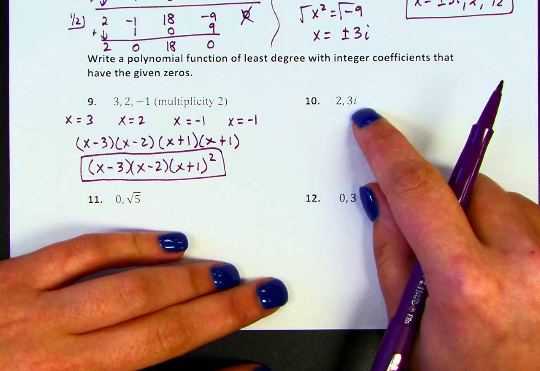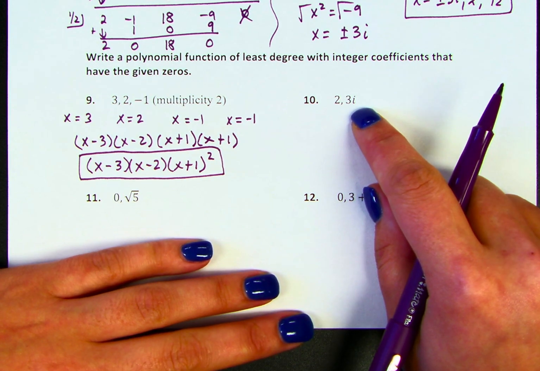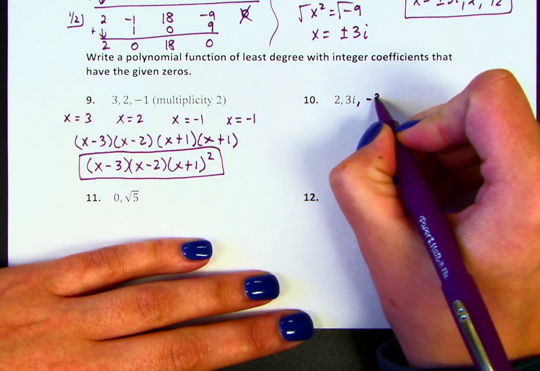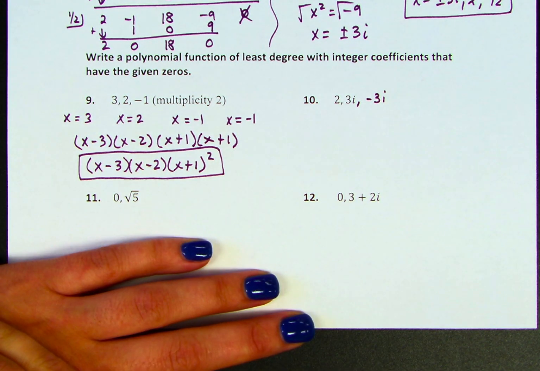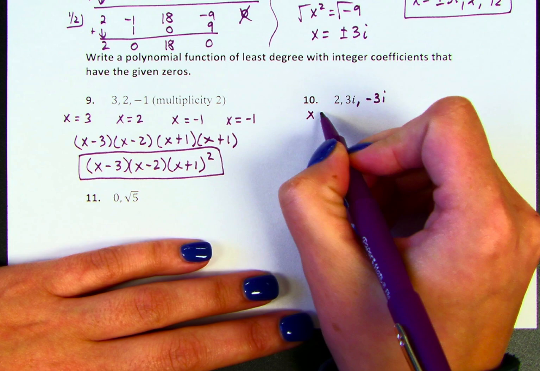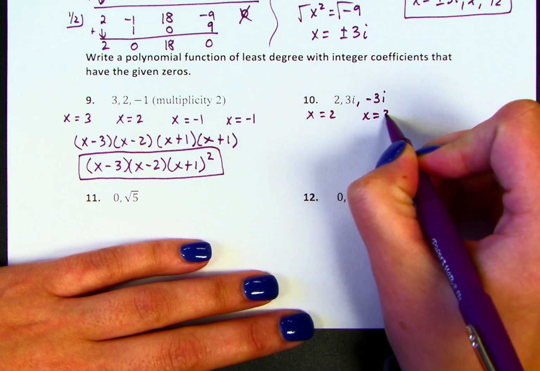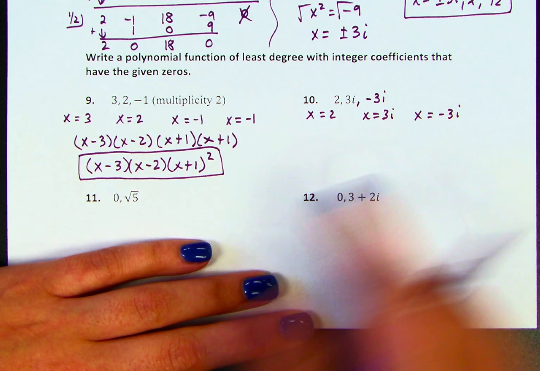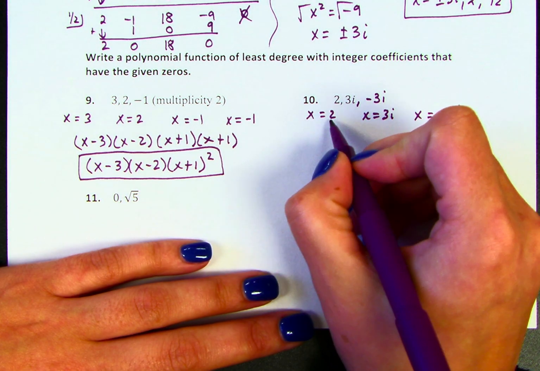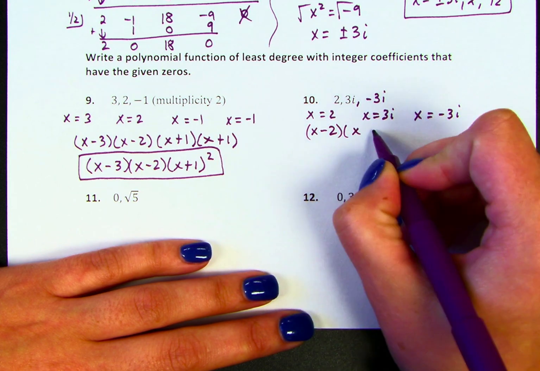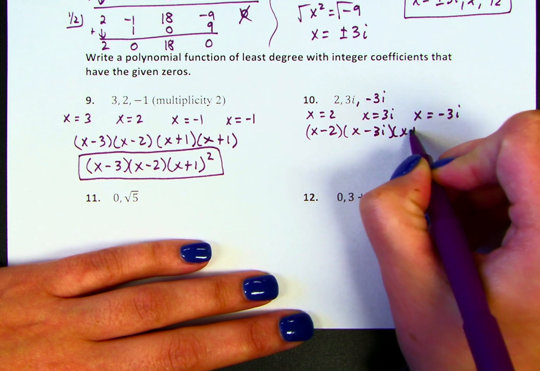Now, number 10, it is giving us one of the imaginary numbers. So this is where we need to remember that it always comes in a pair. So even though it doesn't write it, negative 3i is also an answer. So really, we have 3 factors right now. So I have x equals 2, x equals 3i, and x equals negative 3i. So if I'm putting them back on the same side with x, this one would be x minus 2. And then I have x minus 3i and x plus 3i.